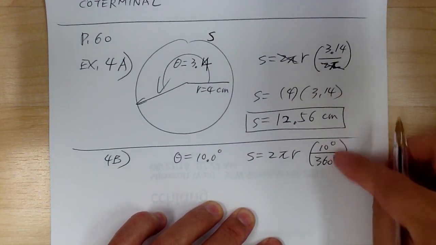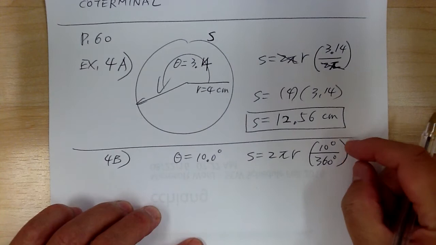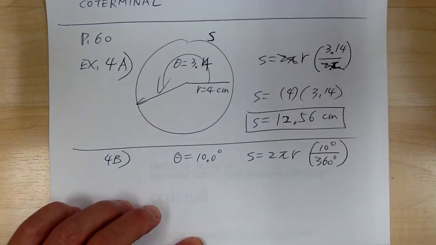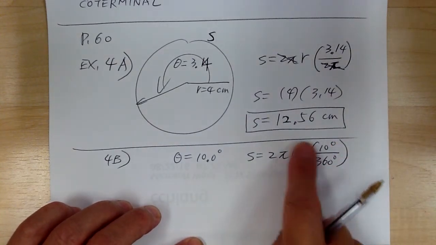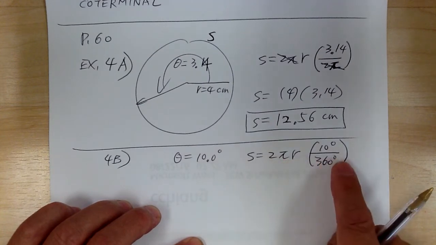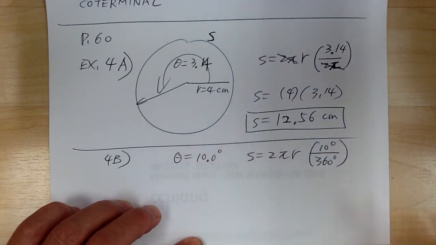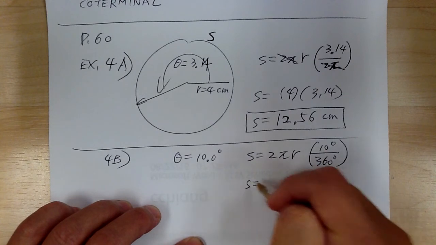Again, you have to be consistent. You just want 10 out of 360. You don't want the whole thing. So you can always get the whole thing, then you multiply by the fraction, the portion that you want. And after that, you put in the numbers.